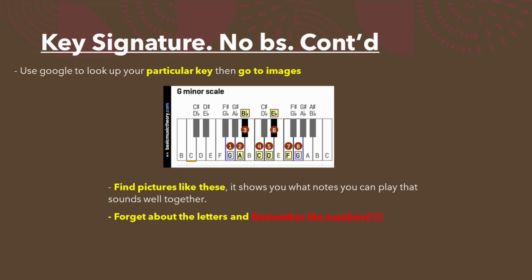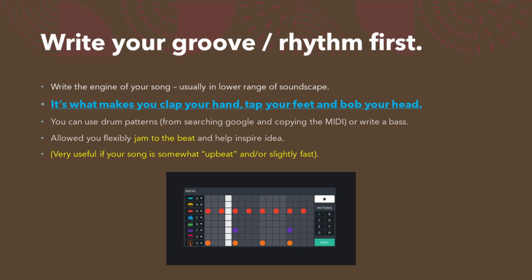Just don't worry about the letter. Remember the numbers. Those are the most important. So next, I recommend designing the rhythm and the groove of your song first. You can do this by either writing the drum part or copying the drum pattern from the internet, or the second one, which I chose for this example, which is writing the bass line. There's no shame in picking either one. If you're feeling a bit lazy, you can go with drums, and if you're feeling a bit creative, you can go with bass line.